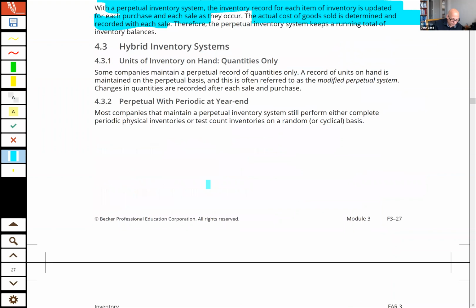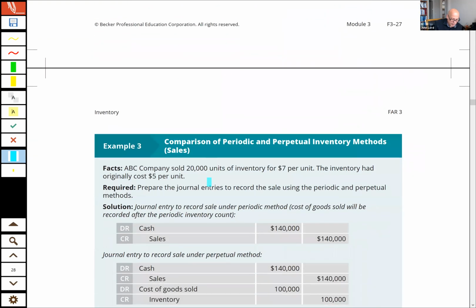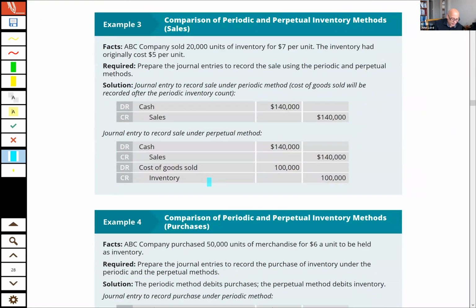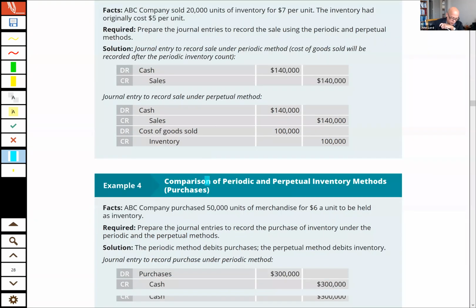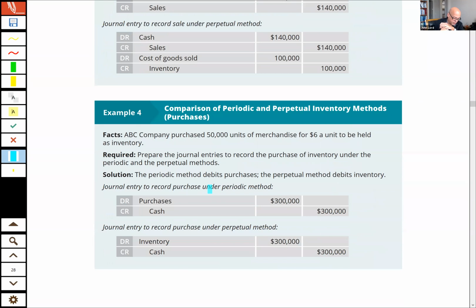Now you come over and let's go ahead and take a look and see how this is going to work in this example. They're going to give us comparisons of the two methods. I'm going to start down here at example 4 because I just find it a little difficult to start with 3, because they sell the inventory before they have it. And that doesn't work for me. I like to have the inventory and then sell it. Okay. And we're going to look at both.